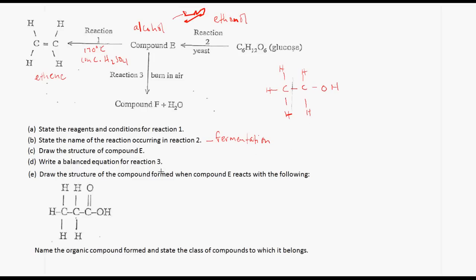And write a balanced equation for reaction 3. Now ethanol is CH3CH2OH, and you're burning in air, so therefore you're going to react with oxygen, and you are going to produce CO2, carbon dioxide, and water. And if you have to balance this equation, you will have to put a 2 in front of the carbon dioxide, and a 3 in front of the water.